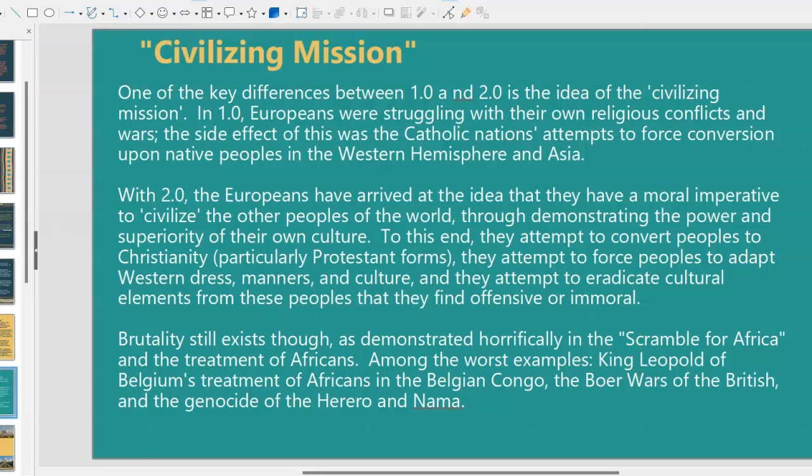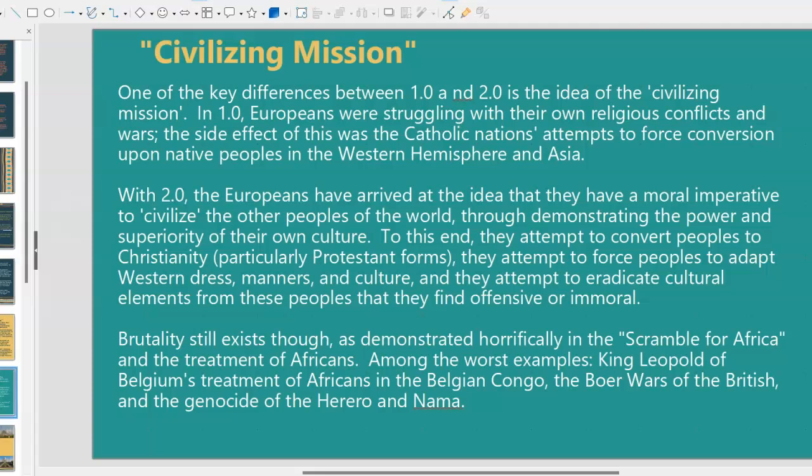He doesn't mean actually physically kill the Indian. He means kill the culture of the native in the person and force them to conform to European ideals, thus saving them. Or in this case, since Pratt was in the United States, U.S. ideals. They attempt to force peoples to adapt Western dress, manners, and culture, and they attempt to eradicate cultural elements from these people that they find offensive or immoral.